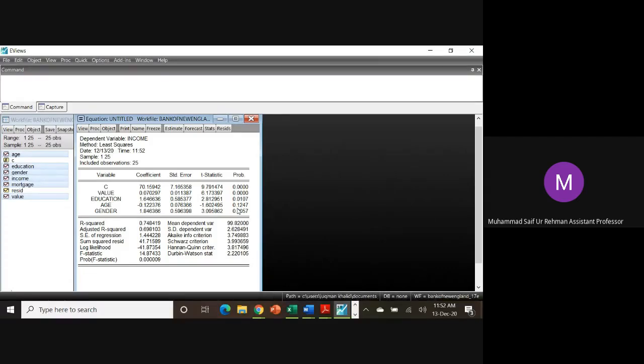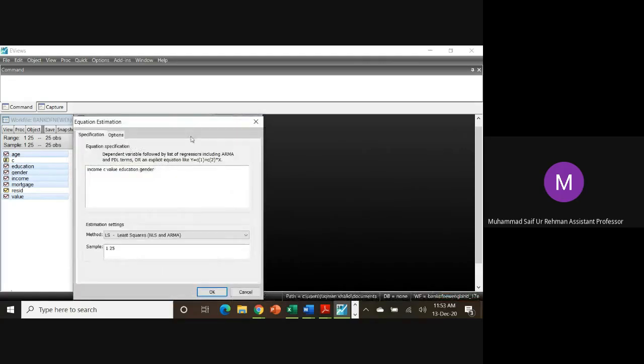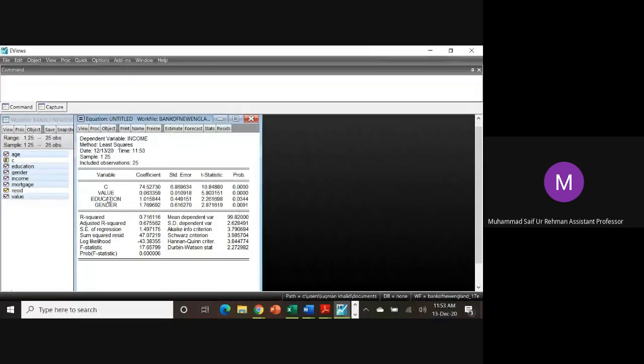Basically I am interested to convey this message to you: don't straightforwardly exclude all the insignificant variables at once. Remove those variables one by one. So now you will remove age because it is insignificant, and this is the answer. Now all the remaining variables are three: value, education, and gender. So the value of the house, education of the residents, and gender of the residents. These three are significantly affecting the income of the people or residents in that locality which you surveyed.